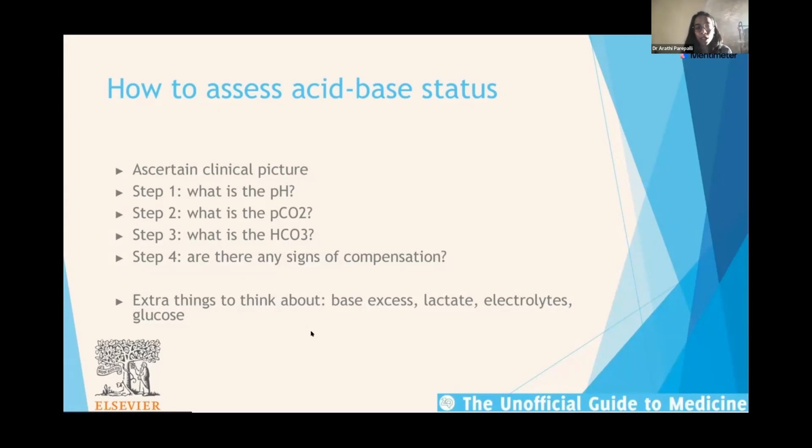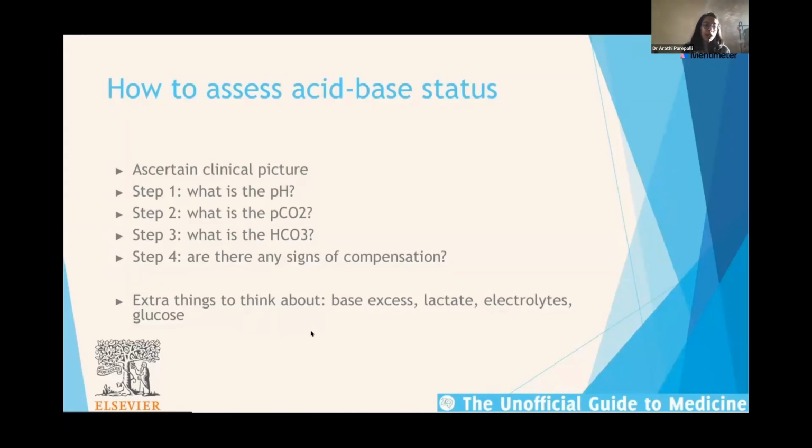That's partial pressure of carbon dioxide, and that gives you an estimate as to how much carbon dioxide is in your blood at that point in time. Similarly, you also get a reading for partial pressure of oxygen. That will tell you how well oxygenated the patient is.